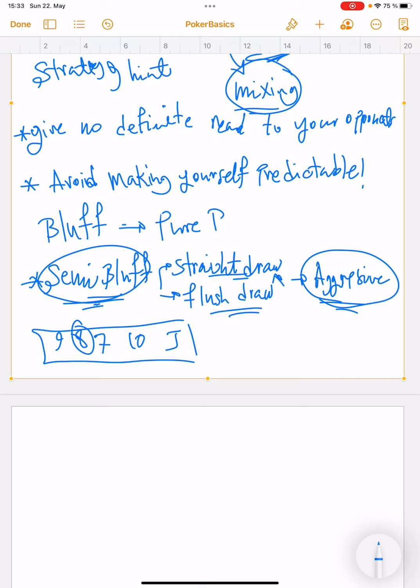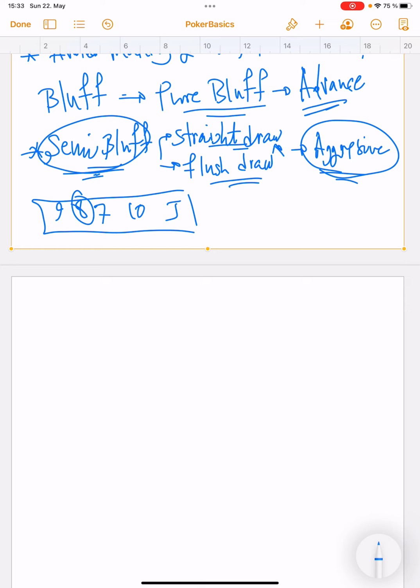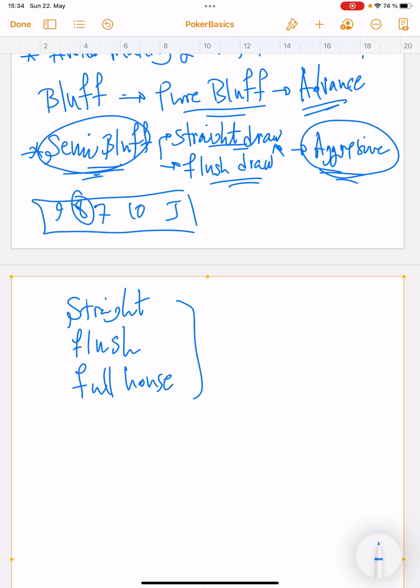Pure bluff, this is also, I would say, advanced level. You cannot just make a pure bluff out of the blue. There are conditions, there are situations, and normally this happens when there are different options possible. For example, suppose a flop which has a possibility of a straight, or has a possibility of a flush, or has a possibility of, I don't know, a full house. Man, these pots are brilliant. I would say brilliant for bluffing.